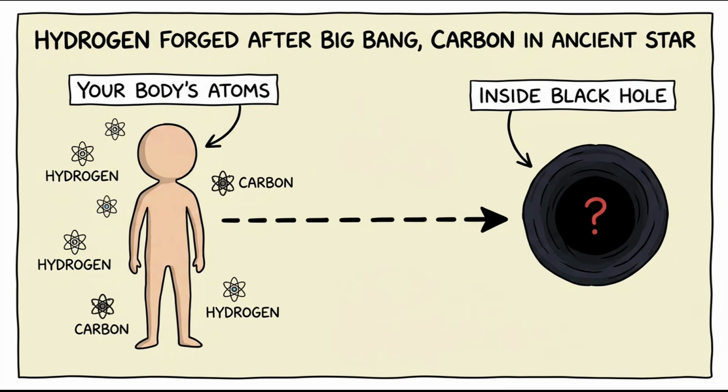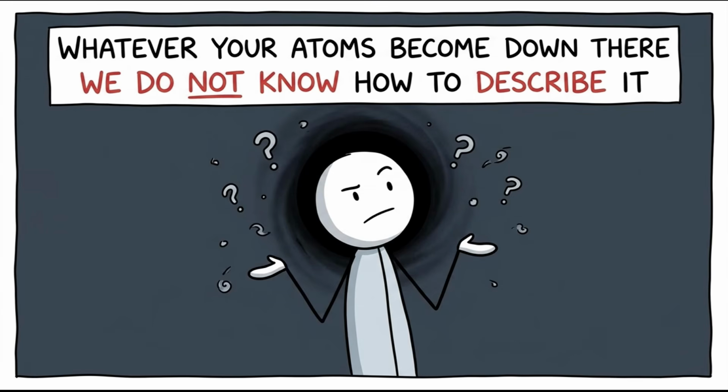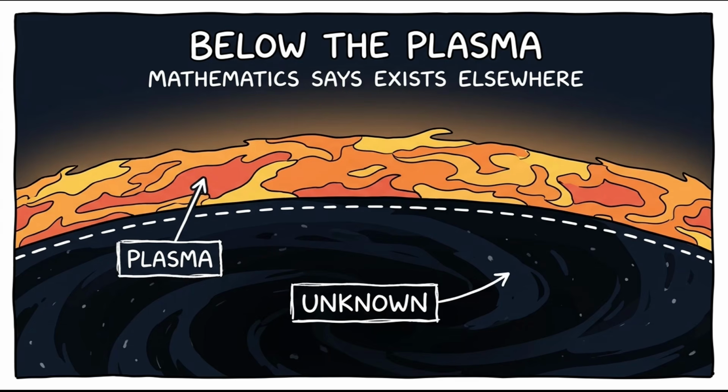The matter that once formed your body's atoms, hydrogen forged in the first minutes after the Big Bang, carbon in an ancient star, would not be matter inside a black hole. It would be something with no name, no equation, no experimental analog. Whatever your atoms become down there, we do not know how to describe it. Below the plasma is a place the mathematics says exists somewhere else entirely.